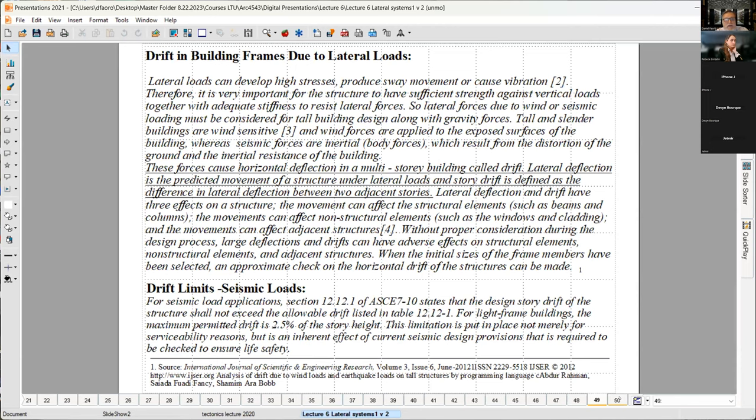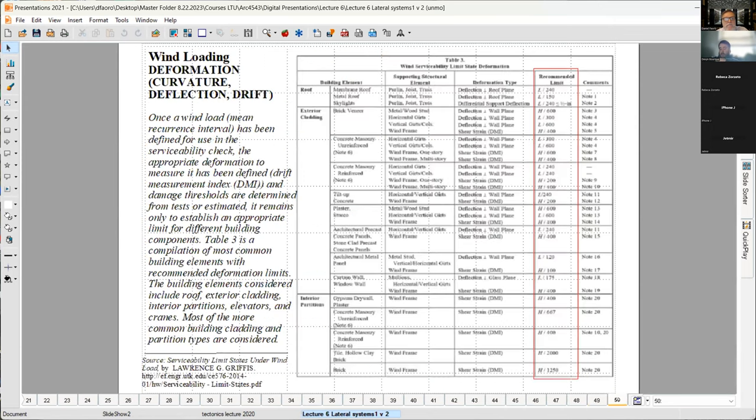So, seismic load applications: ASCE 7-10 and IBC 2012 allow for drift limits, and generally for drift limits, they haven't changed much. It's roughly 2.5% of the total height of the story, or 2.5% of the total height of the building. The limitations are put in place not merely for serviceability reasons. That means it has safety implications as well. It's an inherent part of current seismic design provisions that it be checked to ensure safety.